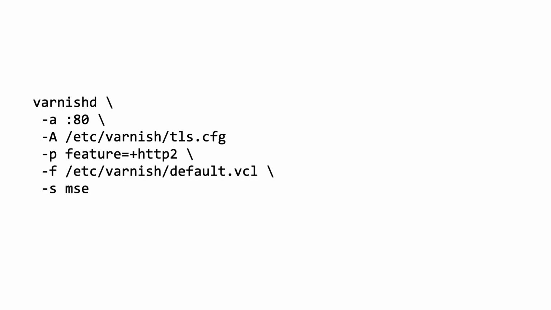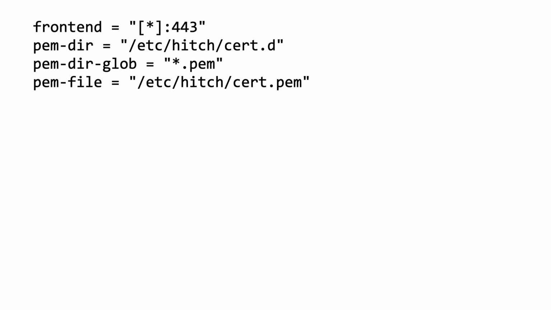And how do you link that configuration file to Varnish Enterprise? Well, we invented a new runtime parameter called -A, and it just links to that TLS file. It could be the hitch.conf, but we call it tls.cfg. It contains some basic parameters, and at the minimum you should mention on what port you want to listen, so you need a front-end definition and the location of your certificates.